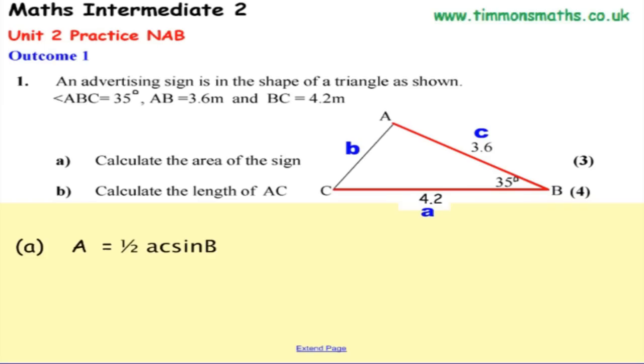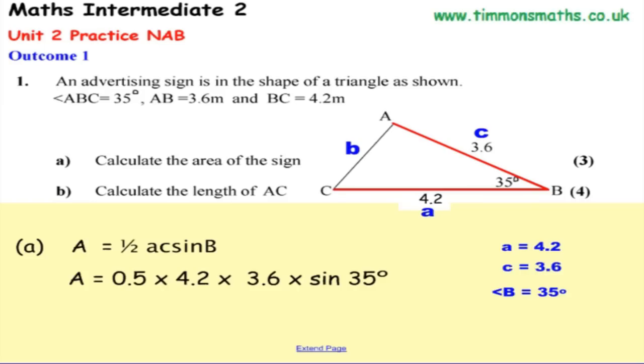Now, the values that we require in this formula are small a, small c, and the angle B. Small a is 4.2, small c is 3.6, and the angle B is 35 degrees. We now fit them into this formula. So the A is equal to, instead of a half, I'll put 0.5 in the calculator, times 4.2, times 3.6, times sine 35. When we put this in the calculator, we get the answer that the area of this sign, this triangle, is 4.3 square meters.